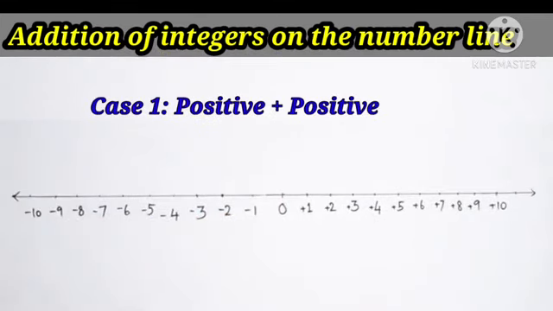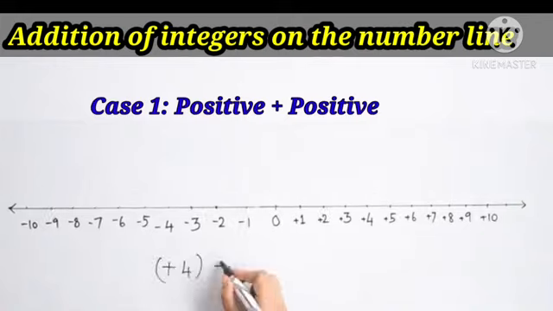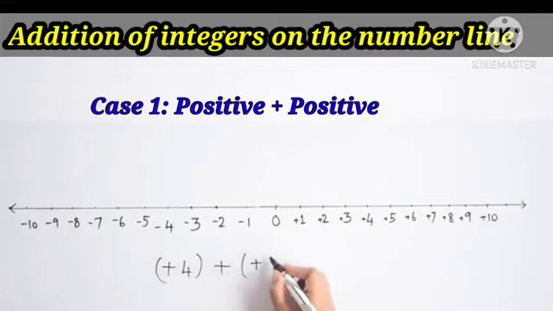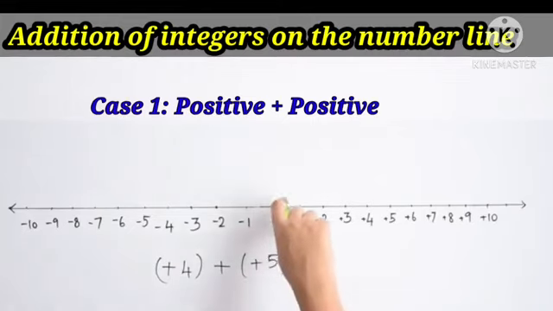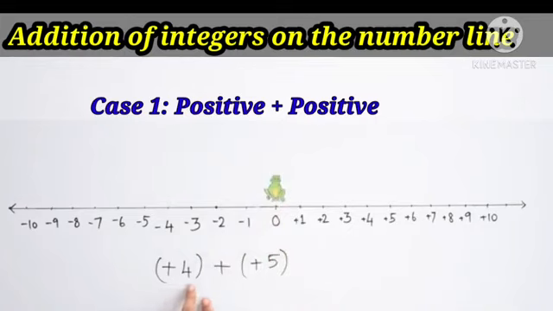First, let us learn how to add two positive integers on a number line. Let us take an example, positive 4 plus positive 5. Children, can we find the answer with the help of this frog? The frog always starts from 0.